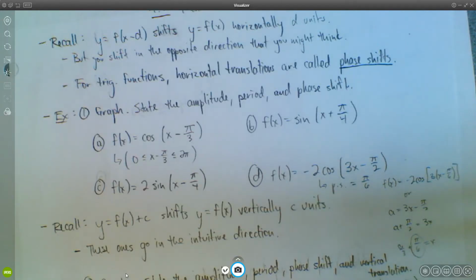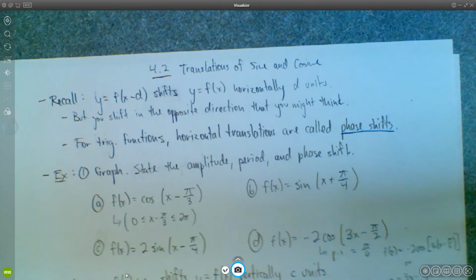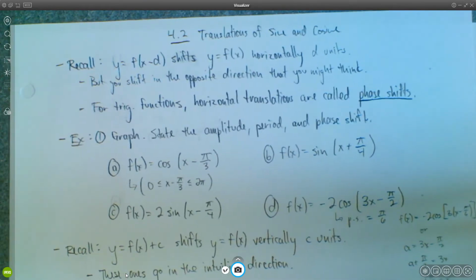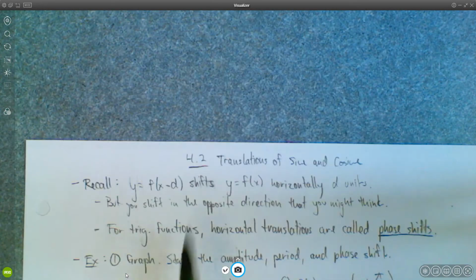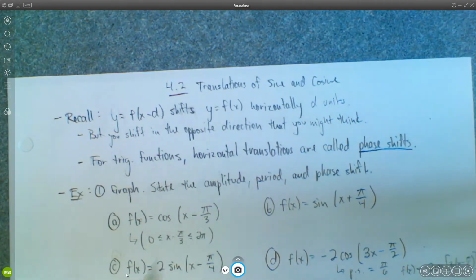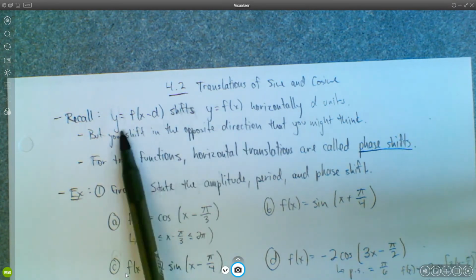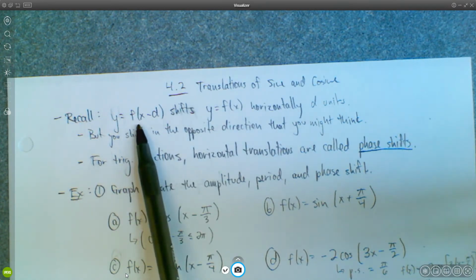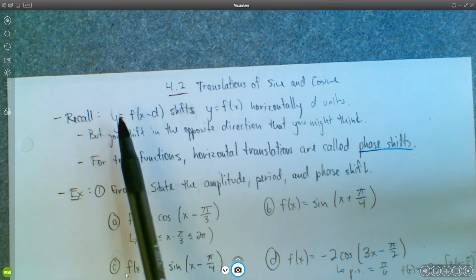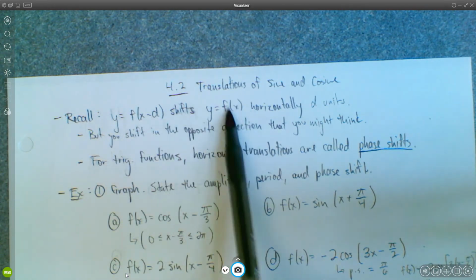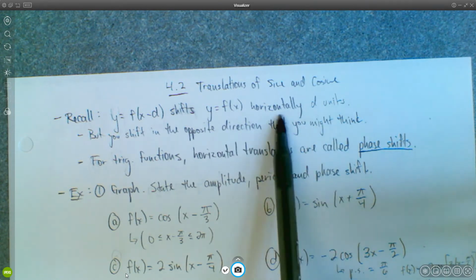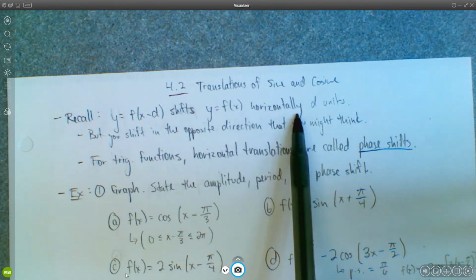Alright, so 4.2 is about vertical and horizontal translations of the sine and cosine functions. And you may recall from your previous algebra experience that y equals f of x minus d shifts y equals f of x horizontally by d units. That is, it's going to shift it left or right.